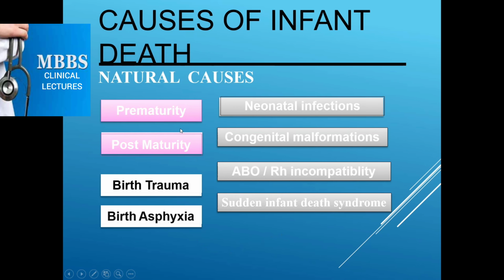Natural causes are prematurity and post-maturity, which may lead to death; birth trauma, which may be very serious and may result in death of the baby; birth asphyxia in prolonged labor; and neonatal infection and early respiratory distress syndrome. Congenital malformation may result in death of the baby, who cannot survive. ABO-Rh incompatibility may result in IUGR and death of the infant. Sudden infant death syndrome is another natural cause of death.